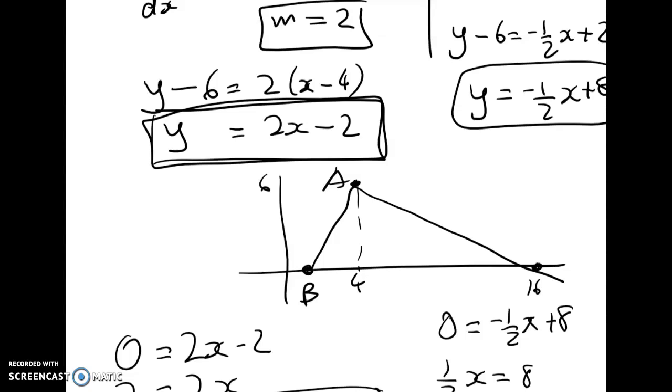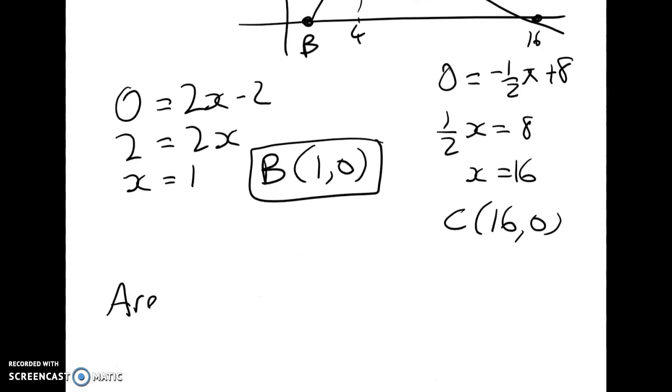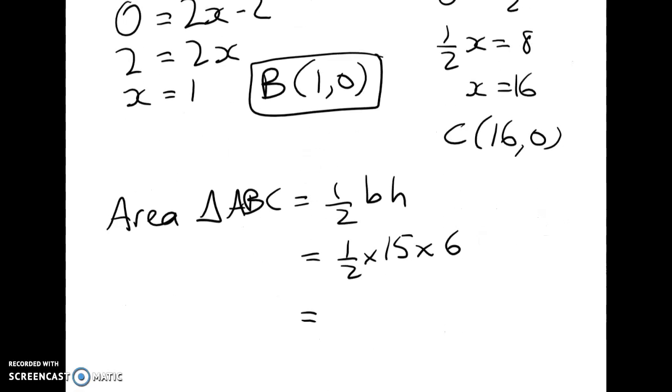Now we know that this height is going to be 6 because A is 4, 6. So the area of the triangle, we don't even need a complicated formula. It's just going to be half the base times the height, which is 1/2 times 15 times 6, which gives me 45, and I don't know the units. So it's 45 units squared.